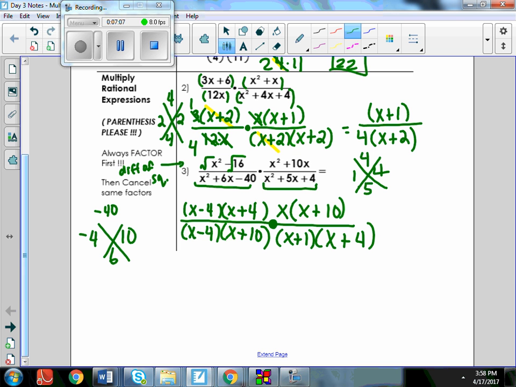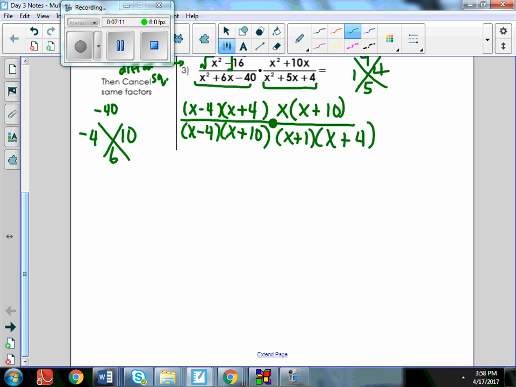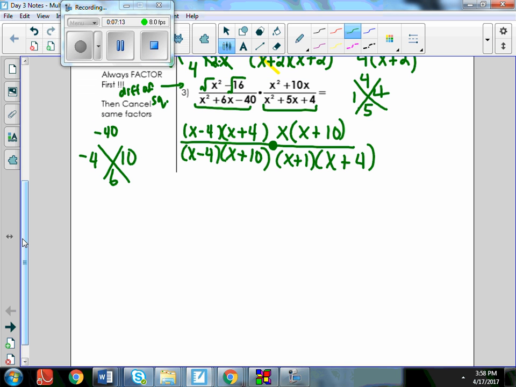Everything on top's multiplied. Everything on bottom's multiplied. So you can cancel out on either side, as long as you have a matching top and bottom. So what am I going to cancel out? Good, x minus 4 and x minus 4. X plus 4 and x plus 4. Anything else? And what do you have left?